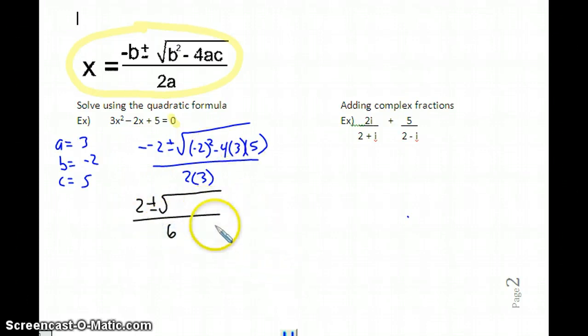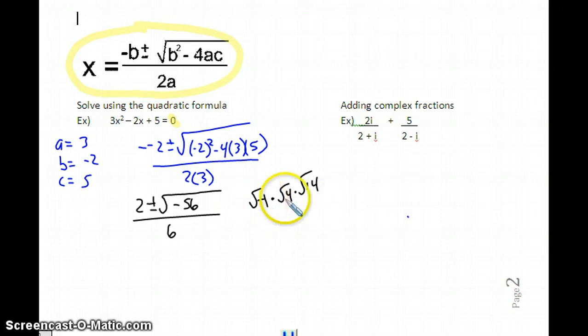Underneath the square root sign, we're going to have negative 2 squared minus 4 times 3 times 5, which gives me negative 56. So when I think about 56, I know that 4 divides evenly into there, so I know that the square root of negative 56 is the square root of negative 1 times the square root of 4 times the square root of 14. So this is going to be an i, this is going to be a 2, and the square root of 14 I can't simplify.